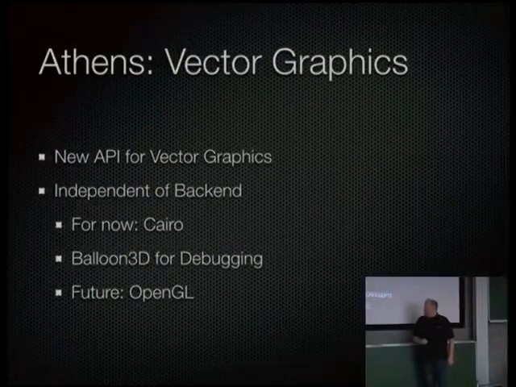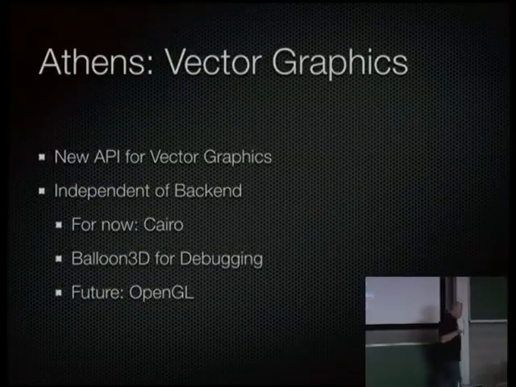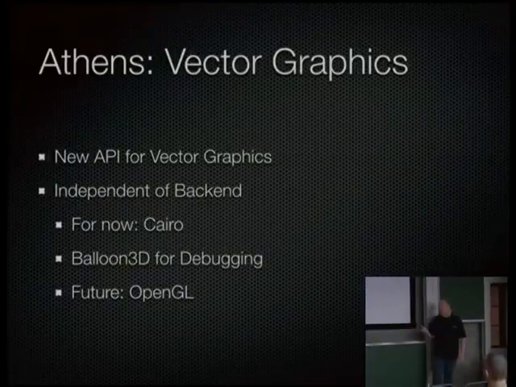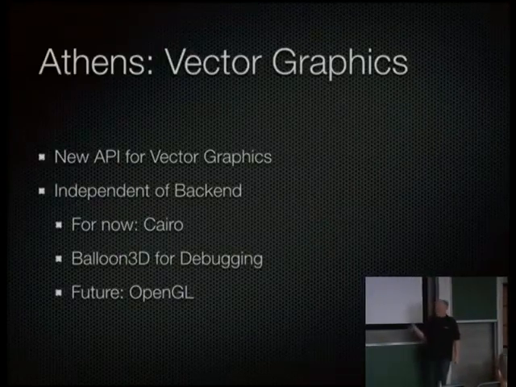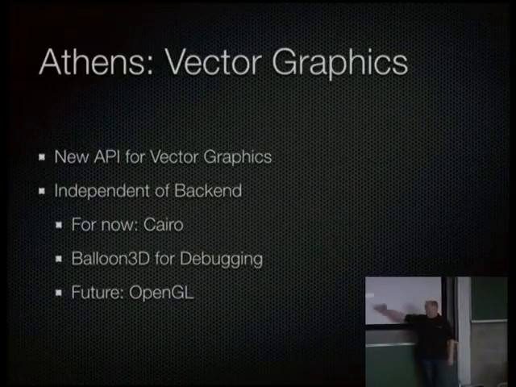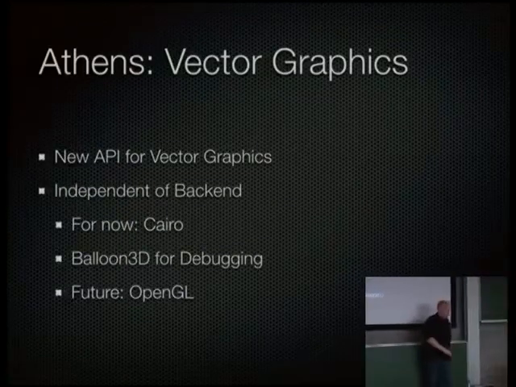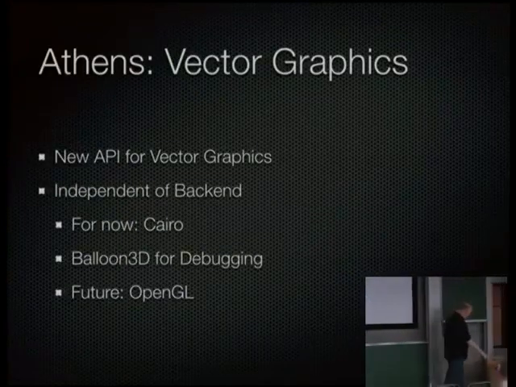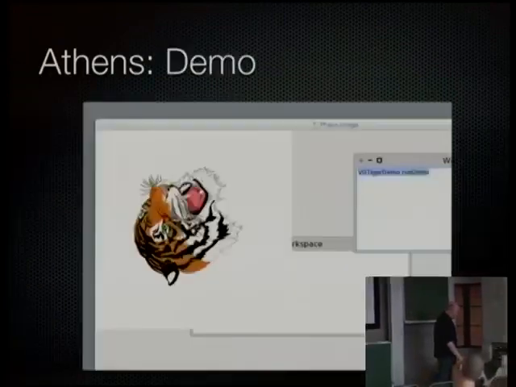There is a Balloon 3D backend for debugging, but because Balloon 3D is not complete in the sense of a complete vector framework, it's not really useful. It cannot do certain things. And in the future, we would like to directly go to OpenGL and use hardware rendering. But for now, it's Pharo.